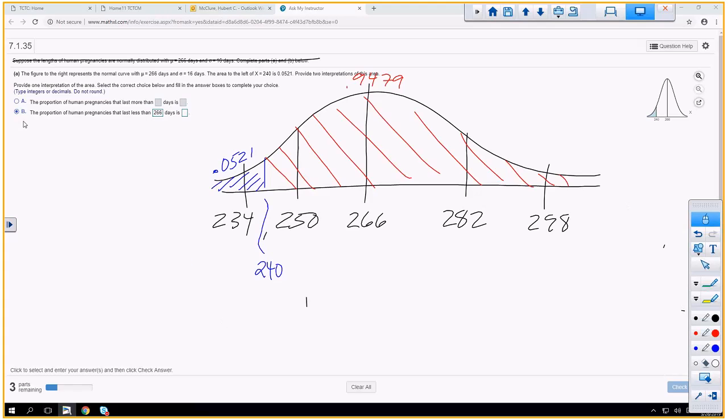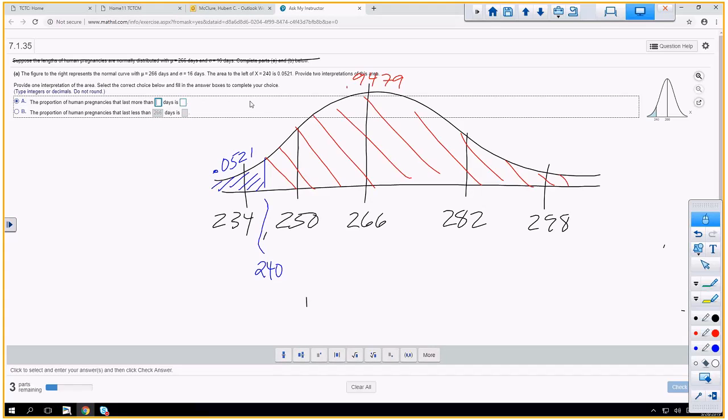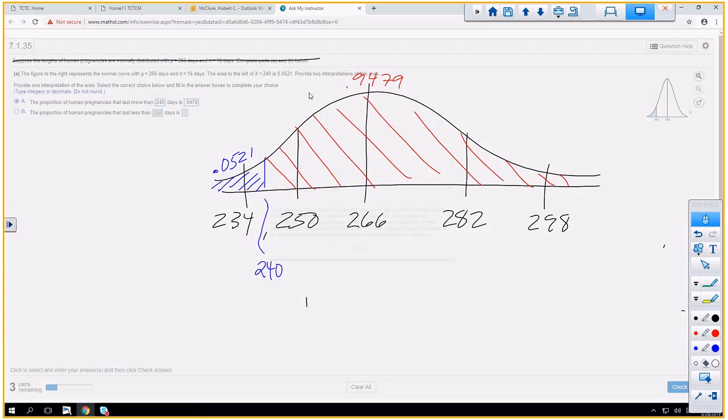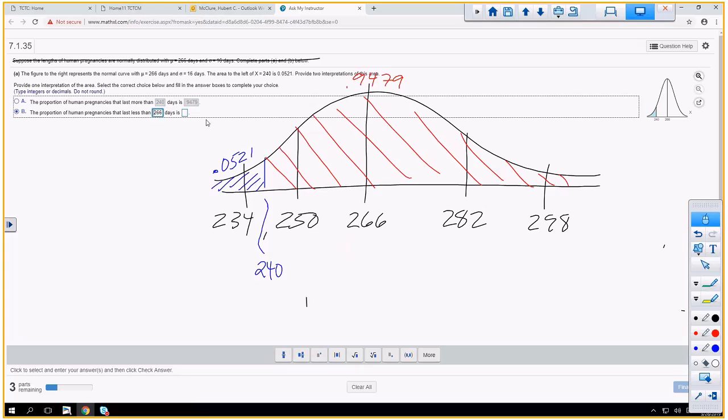So I'm going to go back here and I'm going to type in more than 240 days is 0.9479. Okay. Erase that other stuff. Erase this. Answer A. What? Let's see if that works.